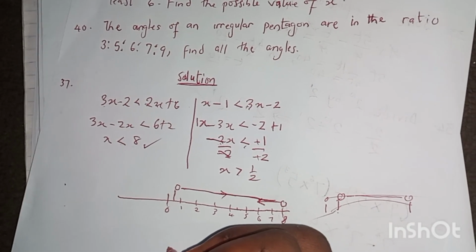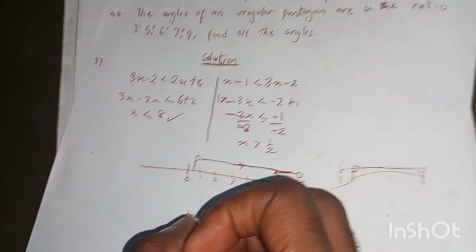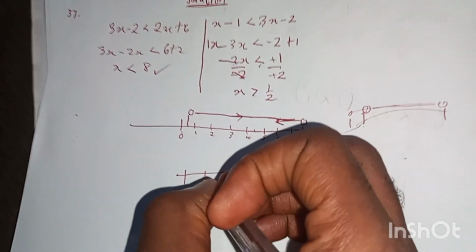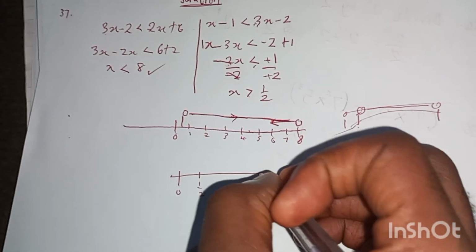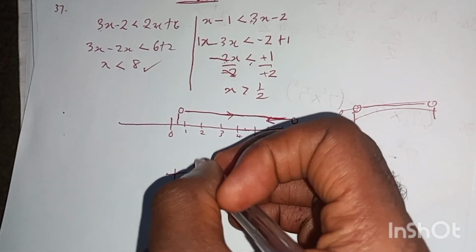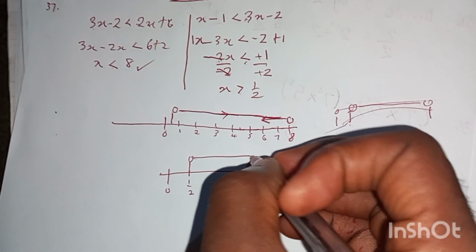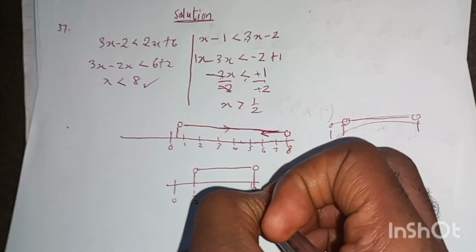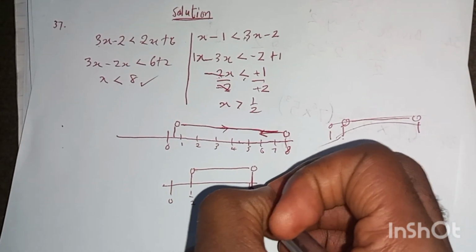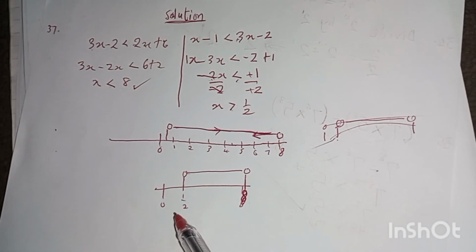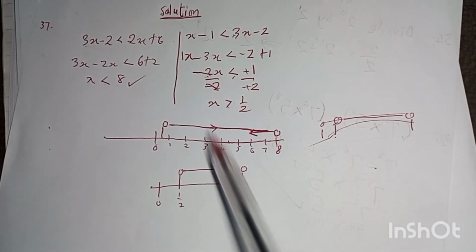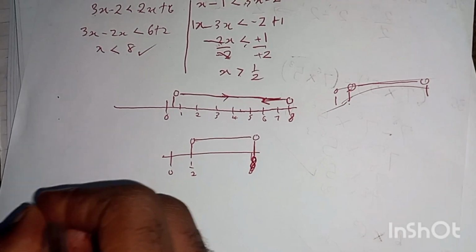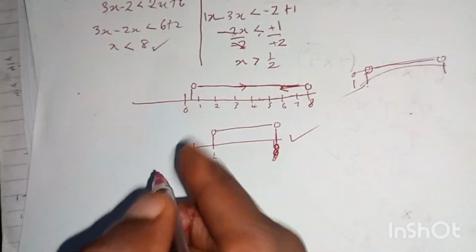I think I want to do this again. Let me just do it more clearly now. There's 0 here, there's a 1 over 2, and then we have 8 here. Yeah, so it goes like that. It will be here. All right. So yeah, between 1/2 and 8. So let's go to number 38. That's number 37. Number 38 now.